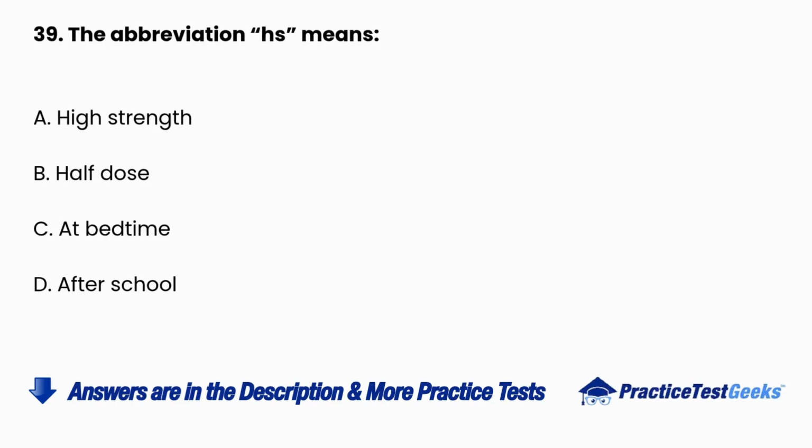39. The abbreviation HS means A. High strength. B. Half dose. C. At bedtime. D. After school.